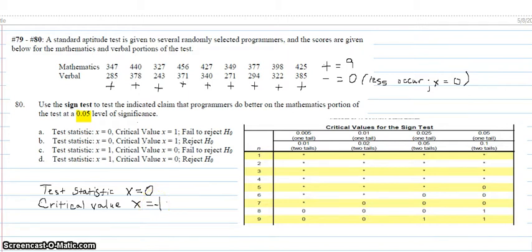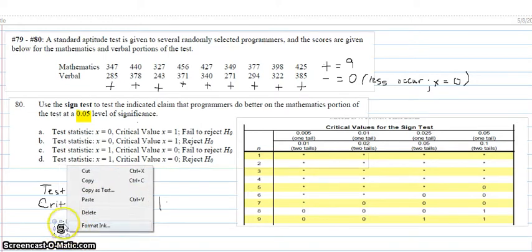So now we have to decide whether we're going to fail to reject H0 or reject H0. So now that we know our test statistic is 0, we've narrowed it down to A or B. They both state the critical value of x is 1. So do we fail to reject H0 or reject H0? Since 0 is less than 1, we're going to reject H0.